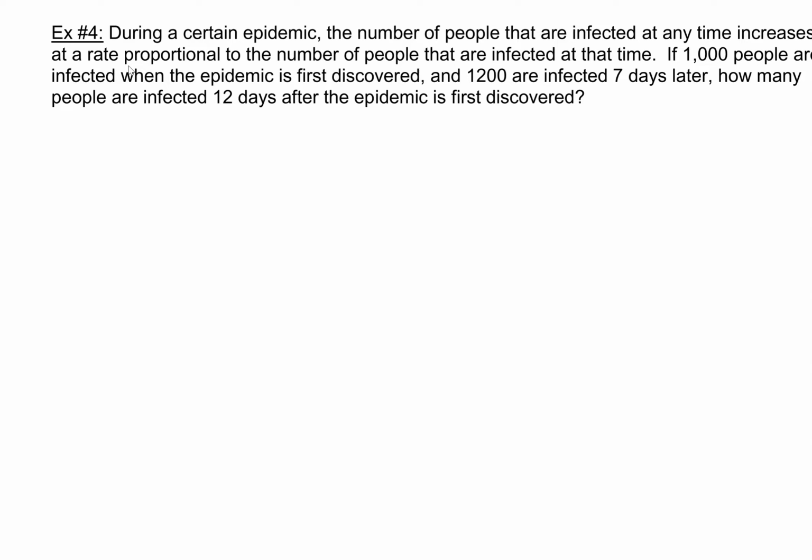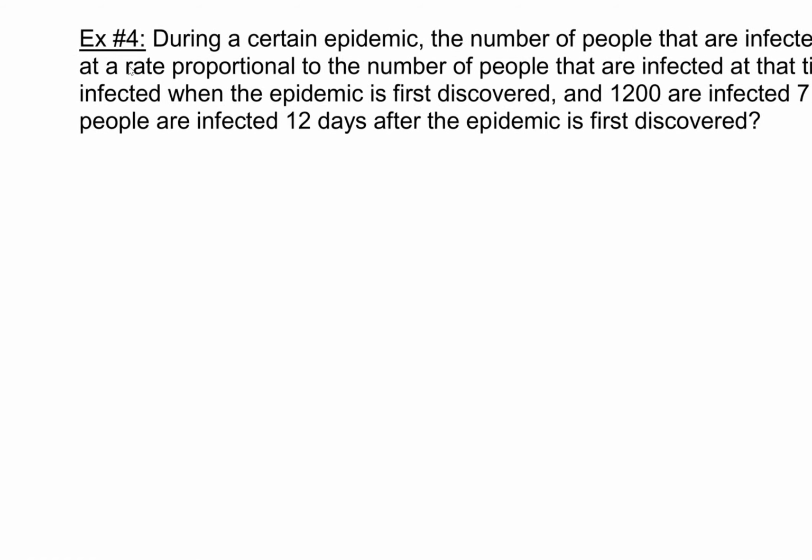All right, and here comes the example I made before Corona kept us at home. So example 4, during a certain epidemic, not the coronavirus, we will explore that a little bit in depth later, the number of people that are infected at any time increases at a rate proportional to the number of people that are infected at that time. If 1,000 people are infected when it's first discovered, 1,200 7 days later, how many people are infected 12 days after the epidemic is first discovered?